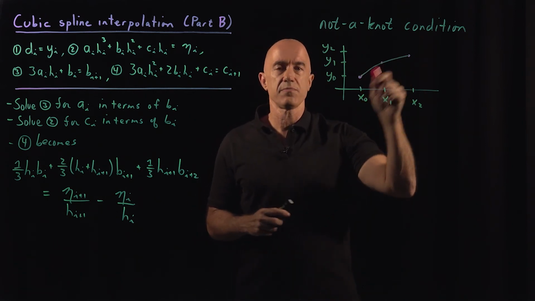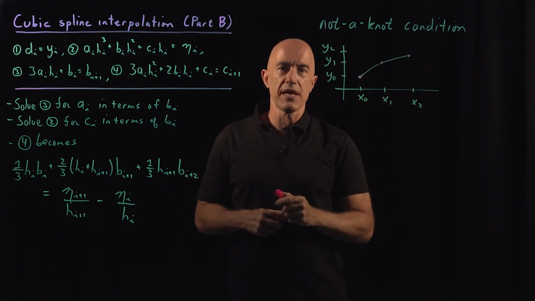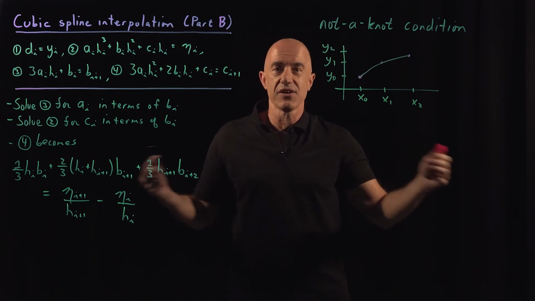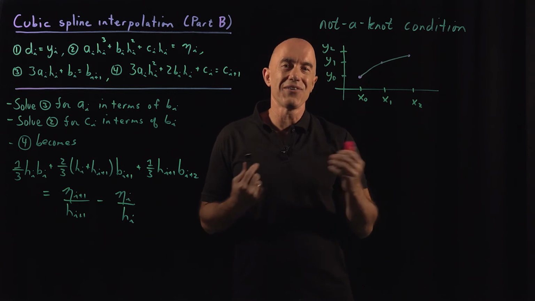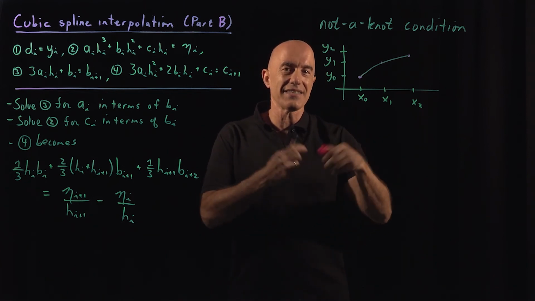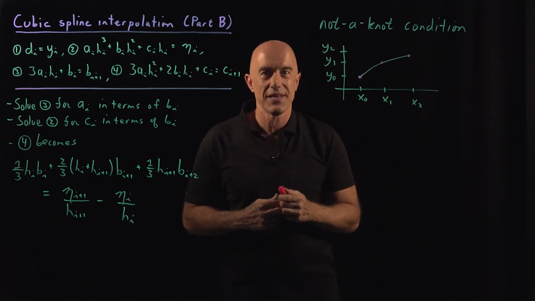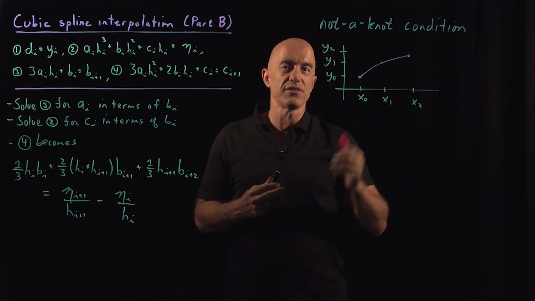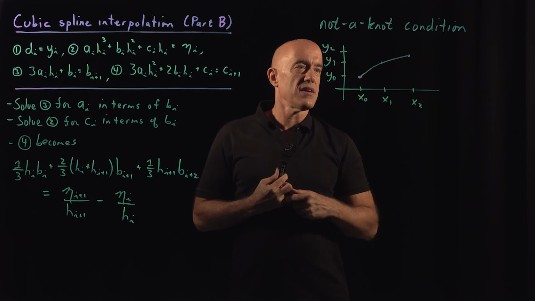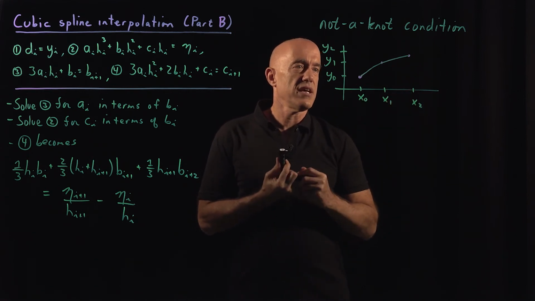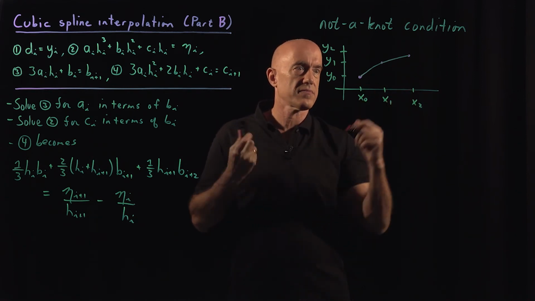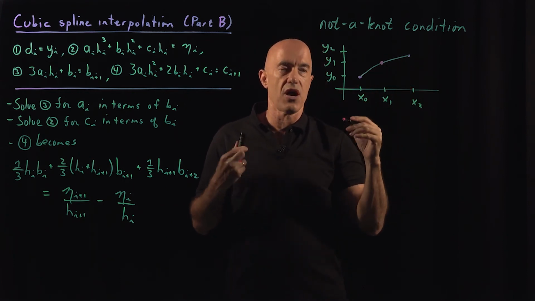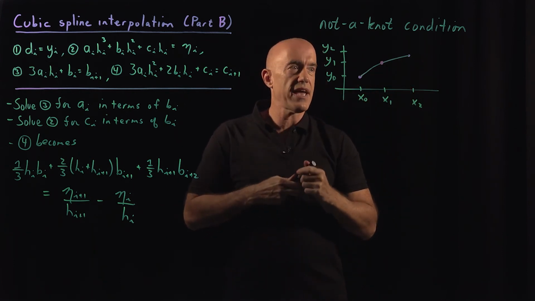They're called knots because this type of interpolation was done with rope and nails on a board. So the knots were the knots in the ropes, and the words are still carried over. The not-a-knot condition is basically saying that these two interpolating polynomials are equal. So they're the same function.